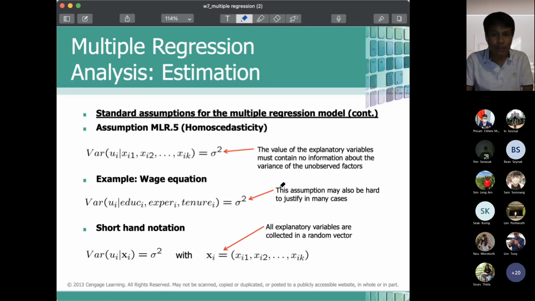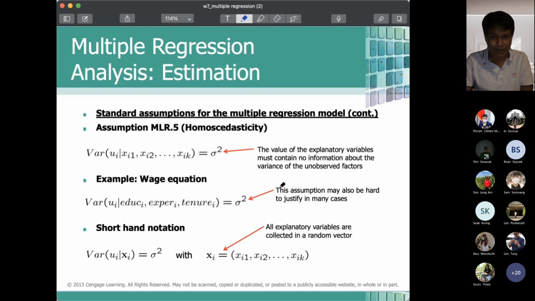homoscedasticity. Remember what is homoscedasticity? This assumption was included in the quiz. You should be able to understand it now if you made a mistake during your quiz. Right?